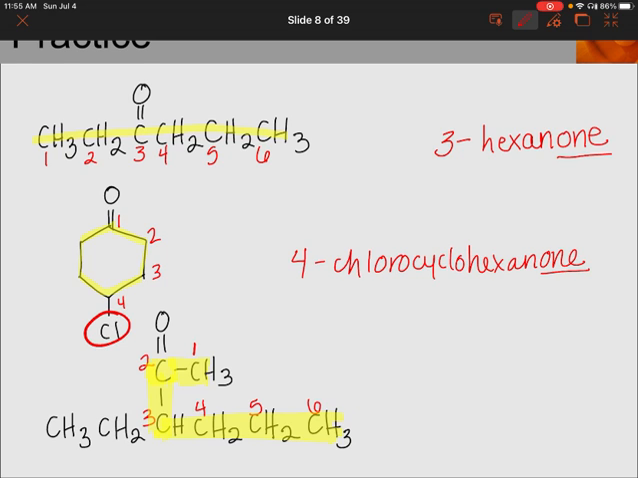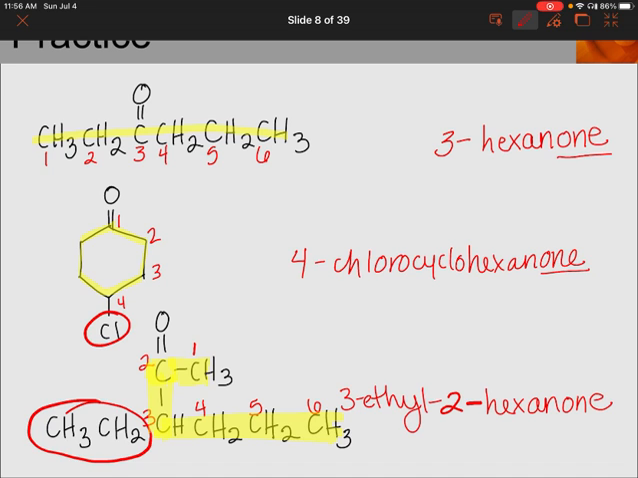Okay, so again, we have 6 carbons in our chain, so this will also be hexanone. And we know that the carbonyl group is at position 2. But we also have this 2-carbon chain that's attached. So what would we call that? 3-ethyl. So the full name is 3-ethyl-2-hexanone.